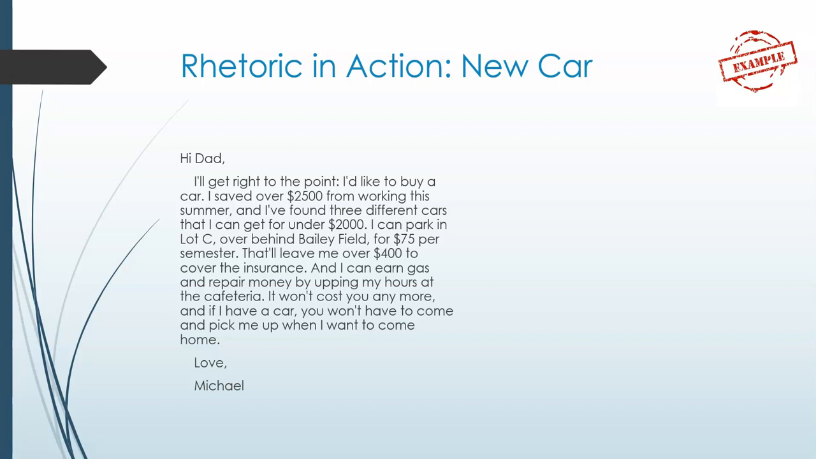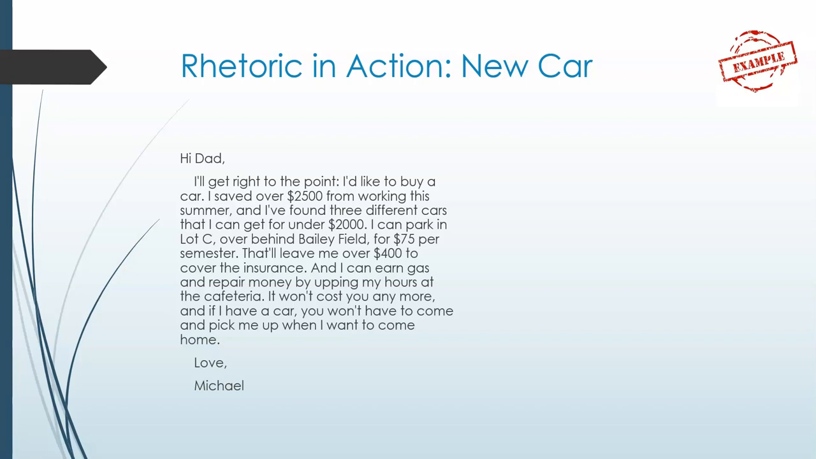"Hi, Dad. I'll get right to the point. I'd like to buy a car. I've saved over $2,500 from working this summer, and I've found 3 different cars that I can get for under $2,000. I can park in Lot C over behind Bailey Field for $75 per semester. That'll leave me over $400 to cover the insurance. And I can earn gas and repair money by upping my hours at the cafeteria. It won't cost you any more, and if I have a car, you won't have to come and pick me up when I want to come home."